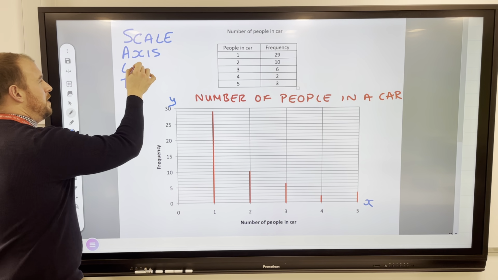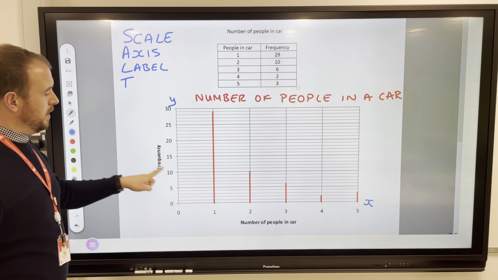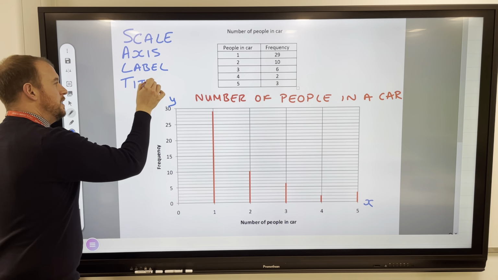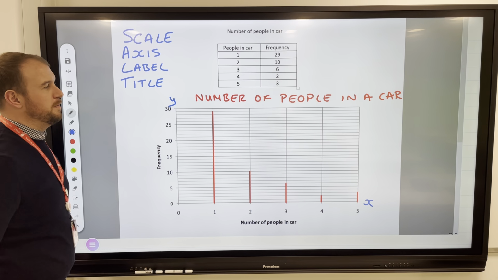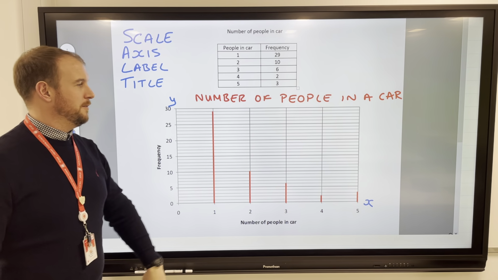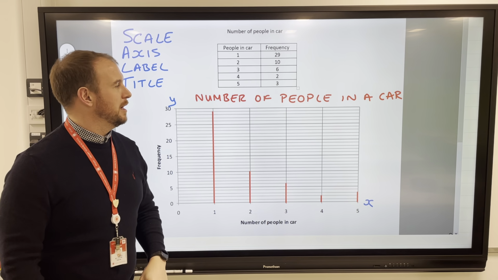L is for label. You can see they've labelled frequency and number of people in the car. And then T is for title, which I've put on. So be careful with scale, axes, label and title. Pencil, always use a pencil so you can rub it out if you make a mistake.